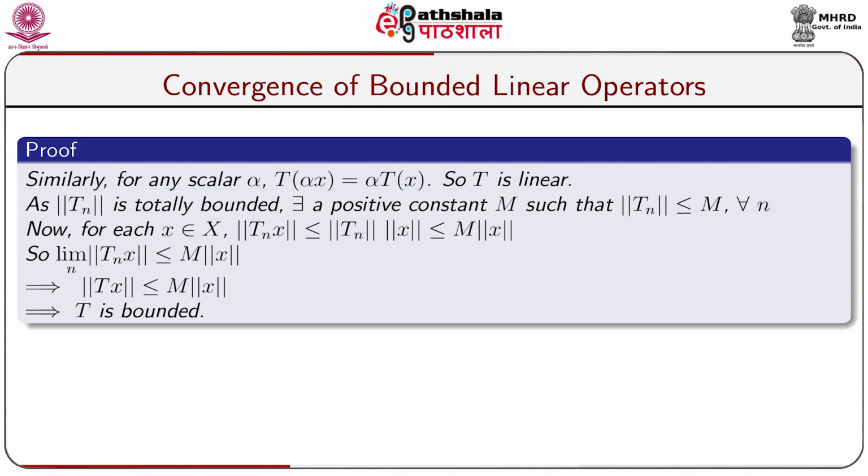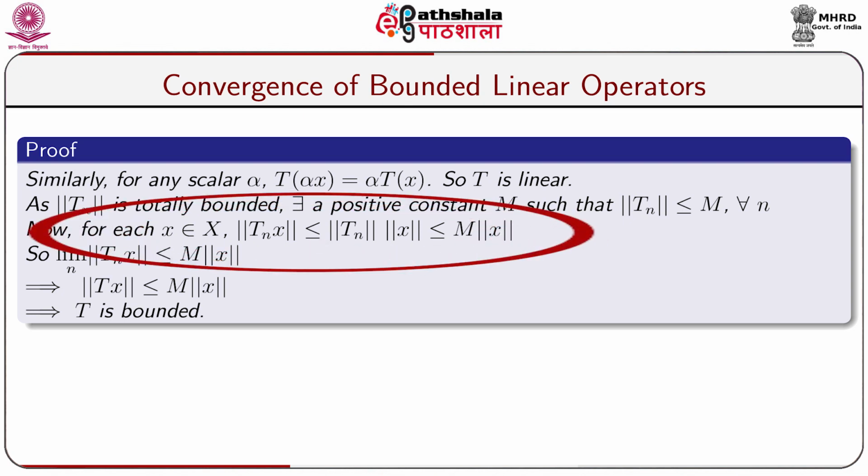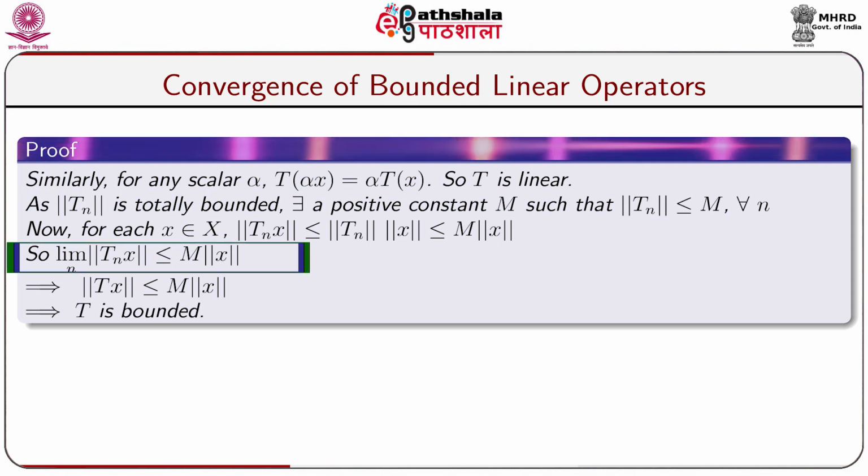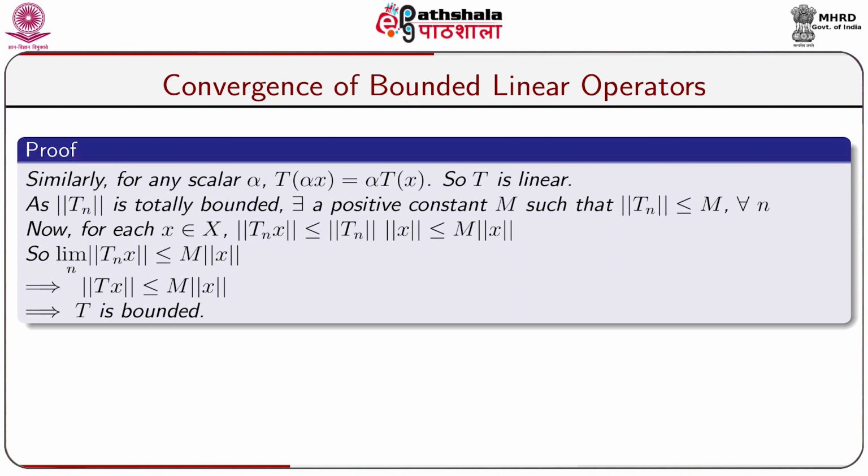Now, for each x belonging to X, the norm of Tnx is less than or equal to the norm of Tn times the norm of x. This is due to the fact that Tn is a sequence of bounded linear operators. As the norm of Tn is less than or equal to M, we have the norm of Tn times the norm of x less than or equal to M times the norm of x. So, the limit over n of the norm of Tnx is less than or equal to M times the norm of x, which implies that the norm of Tx is less than or equal to M times the norm of x. This shows that T is bounded.